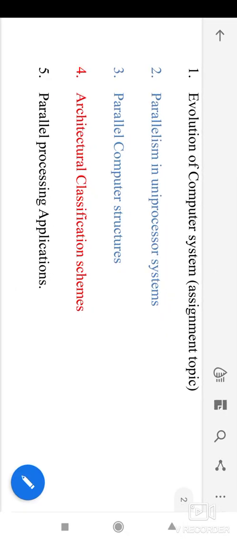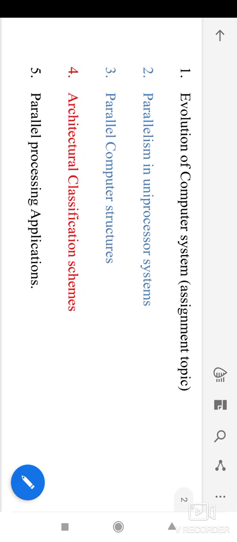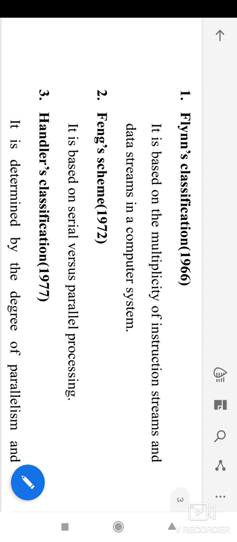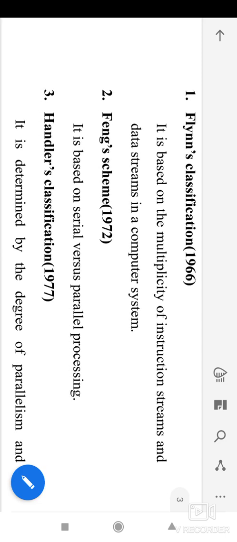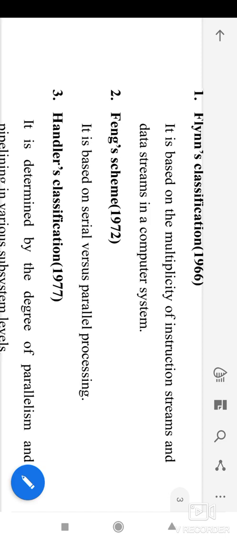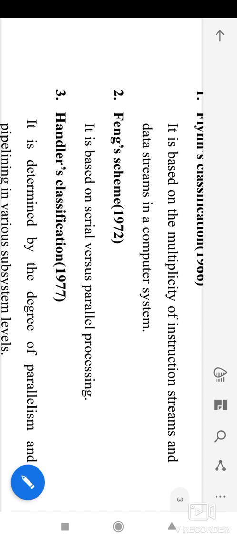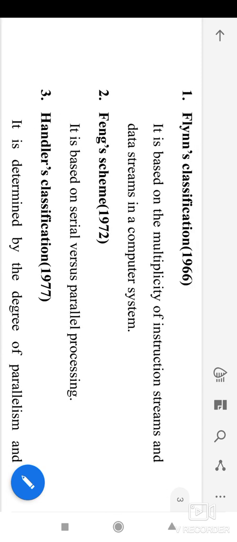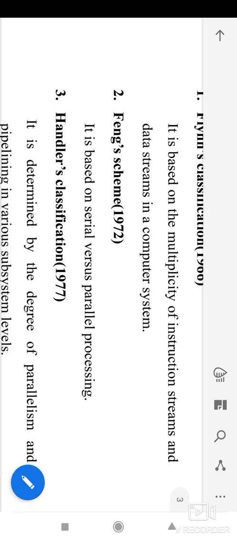Today we are going to discuss the next topic, architectural classification schemes. The computer architectural classification schemes are, first, Flynn's classification, which was introduced in the year 1966. Flynn's classification is based on the multiplicity of instruction streams and data streams. Instructions are the instructions of our program which are to be executed, and the data stream is the set of data on which the instructions operate to produce some result.